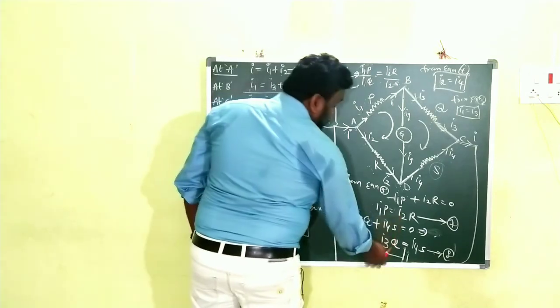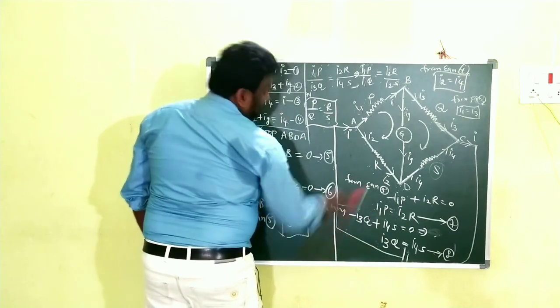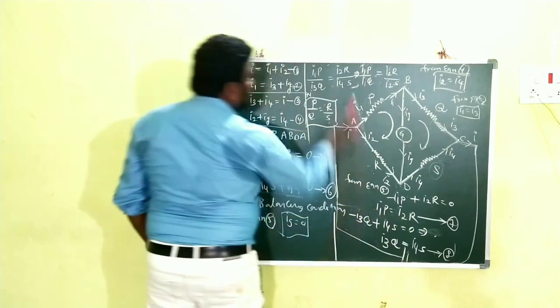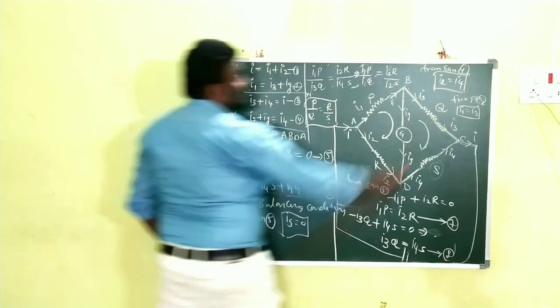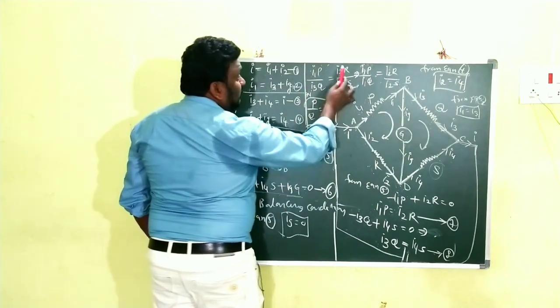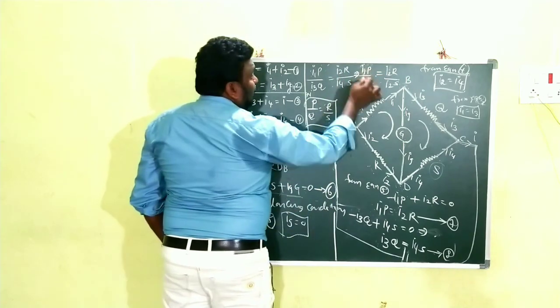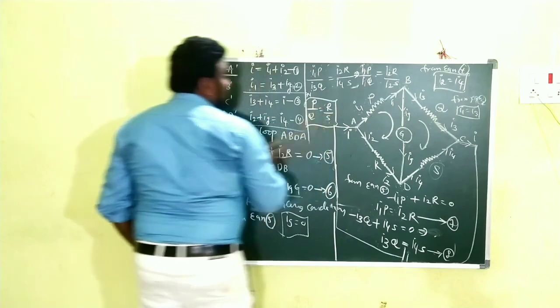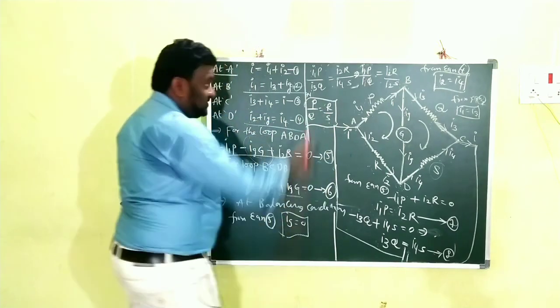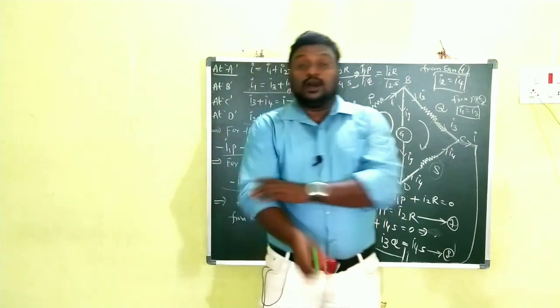So now we have to divide these two: I1P by I3Q and I2R by I4S. From equation number 2, we have I1 is equal to I3, so these two are cancelled. From equation number 4, I2 is equal to I4, so these two are cancelled. Then what do you get? I1 cancels, I2 cancels. P by Q is equal to R by S. So this is the balancing condition formula for the Wheatstone bridge. P by Q is equal to R by S.